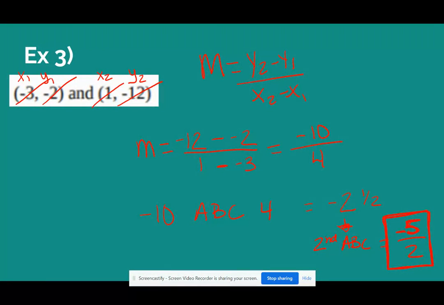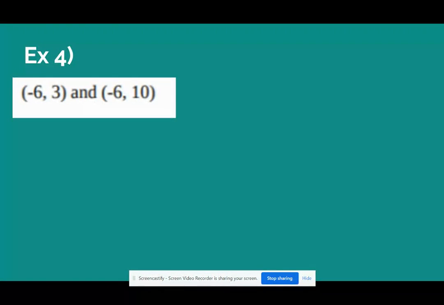All right, we're going to look at a couple special cases. So as always, x1, y1, x2, y2. We fill in our formula, y2 minus y1 over x2 minus x1. And then we just start filling things in. So start with our blank template, y2 minus y1, so 10 minus 3. And then negative 6 minus a negative 6.